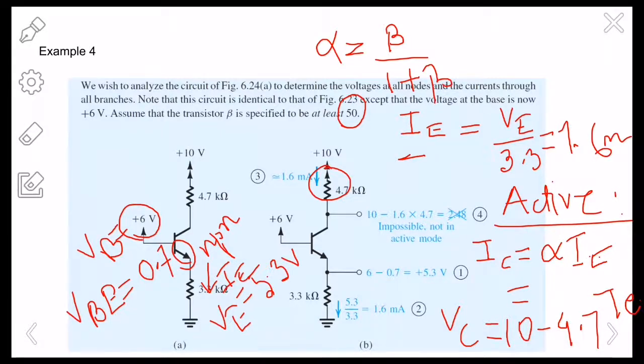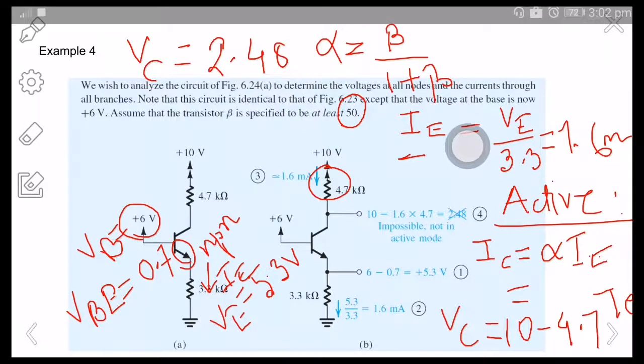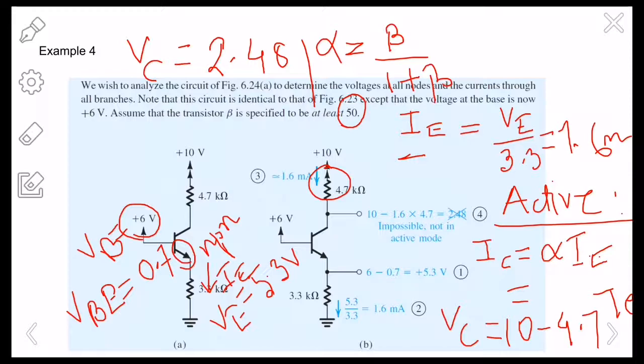Okay. So now if I do this calculation, I will get the value of VC. Now the value of VC, I have calculated this for you. The value of VC is found to be 2.48. VC is 2.48 volt. Now let's check whether I am actually heading in the right direction or not.